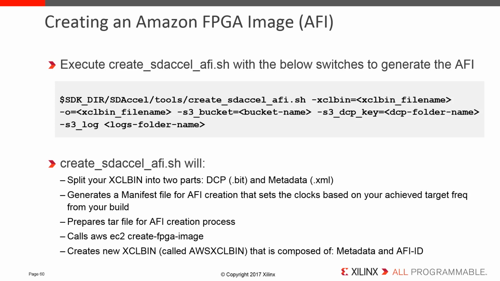The XCL bin gets split into 2 parts, the DCP and metadata. A manifest file is created that sets the kernel clocks based on the achieved frequency of the FPGA build. It then calls the AWS EC2 create-fpga-image. And finally, a new XCL bin called the AWS XCL bin is created, composed of the metadata in XML and the AFI ID.